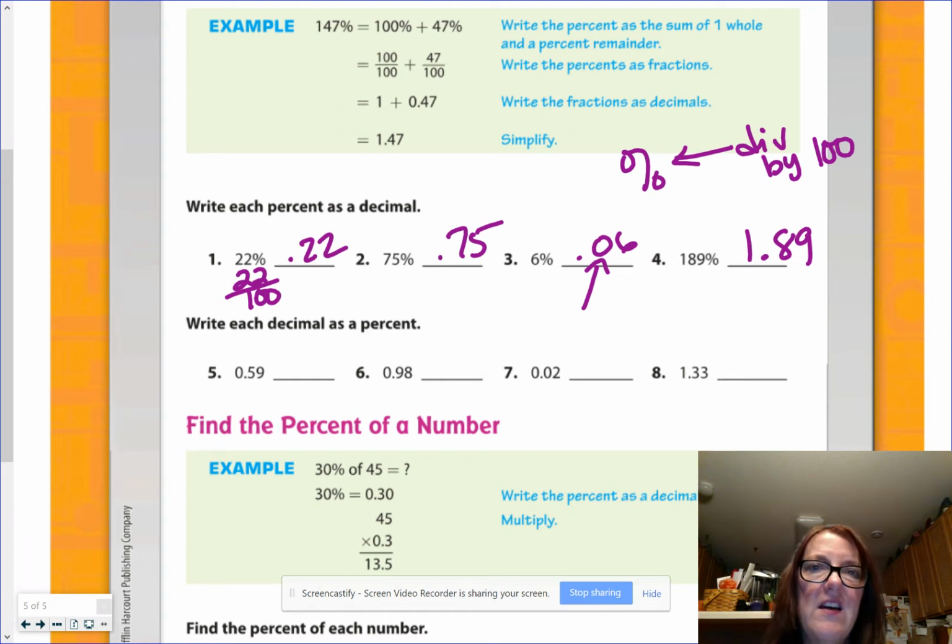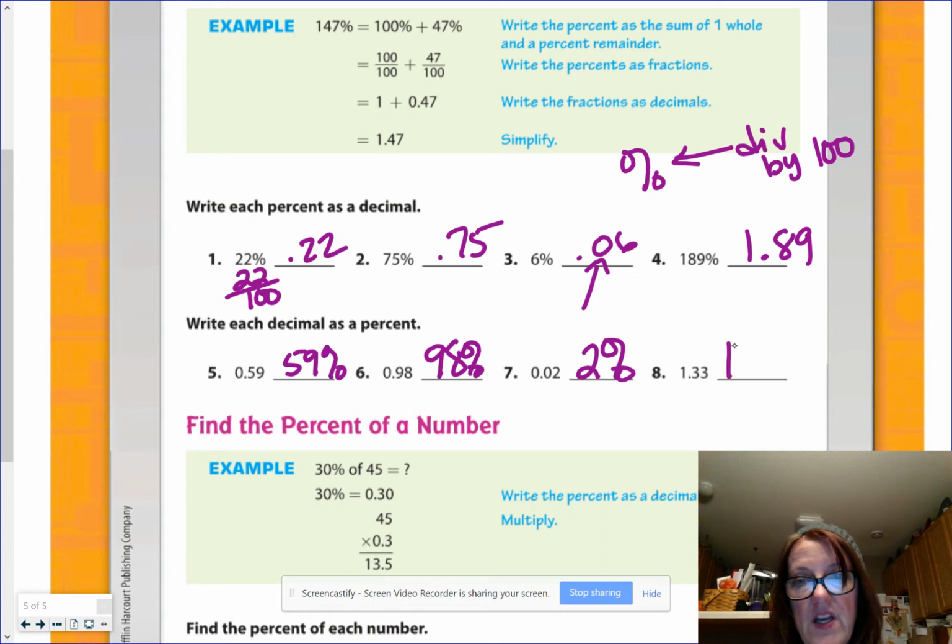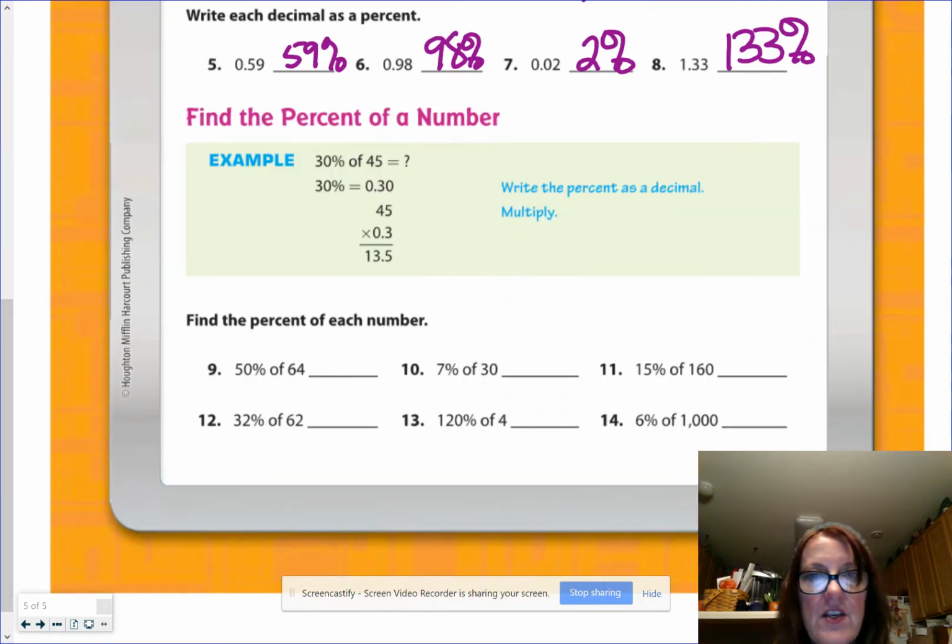Remember that 100 means 2 decimal spots. So basically you're just taking the decimal point and moving it over to the left 2 spots. If you start with the decimal, then take those 2 to the right. So this would be 59%. Boom, boom. 98%. Boom, boom. 2%. Boom, boom. 133%. Cool.